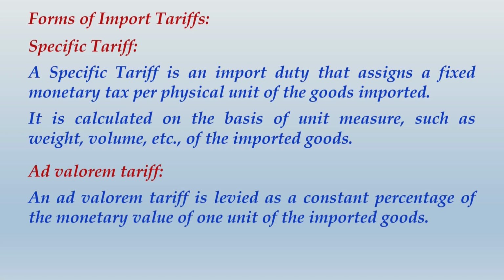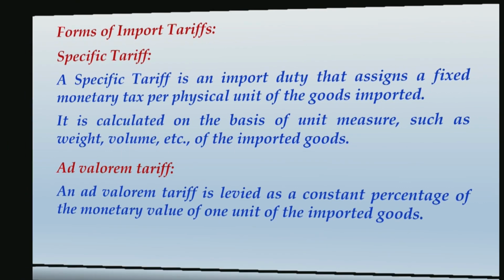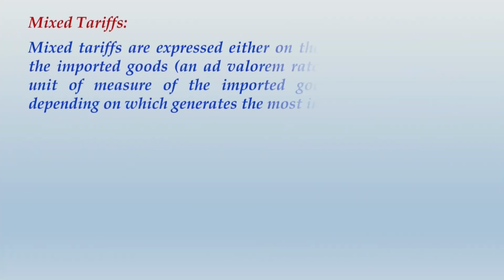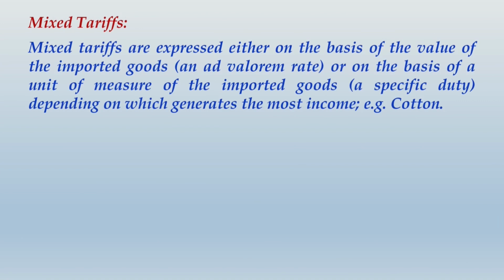Alright friends, I'm sure you have finished writing these two. Let us move ahead and write about other types of tariffs. Mixed tariffs. Mixed tariffs are expressed either on the basis of the value of the imported goods, that is an ad valorem rate, or on the basis of unit of measure of the imported goods, that is a specific duty, depending on which generate most income, and the best example could be cotton. So I'll exactly explain you what it is, but let me give you some notes first of all.